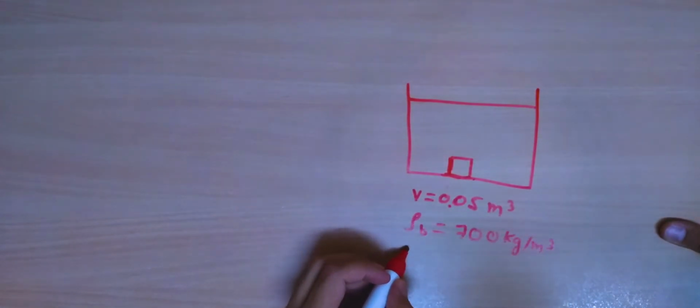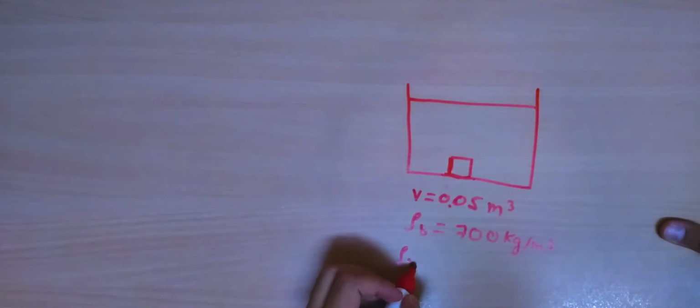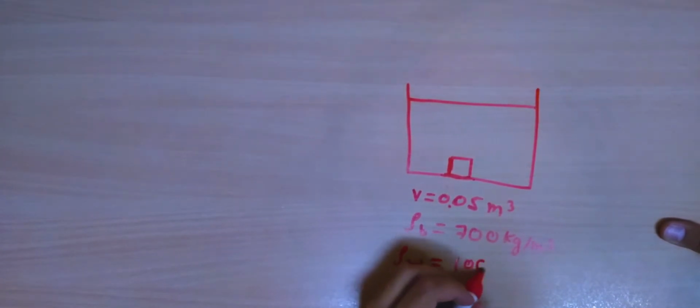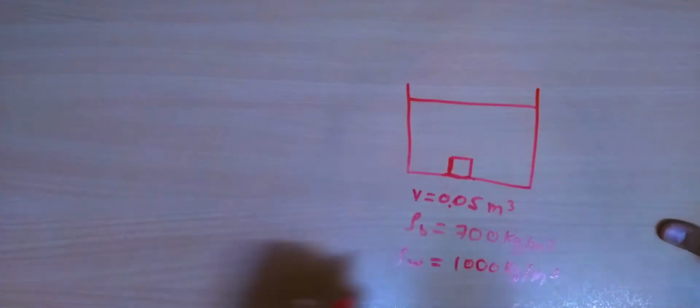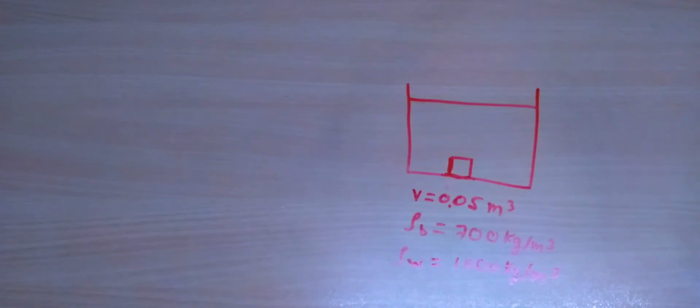Also the density of water, which I write as rho W, equals 1000 kg per meter cube. So those are the things that are given to me, and the first thing that the question asks me is what is the volume of water displaced.